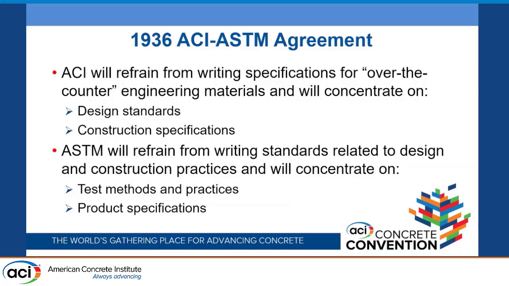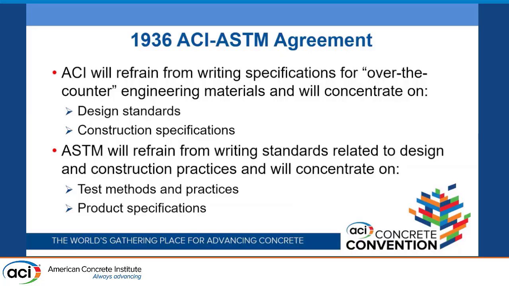And this was addressed in 1936 by an agreement between ACI and ASTM, in which it was agreed that ACI would refrain from writing specifications for over-the-counter engineering materials and will concentrate on design standards and construction specifications. ASTM would refrain from writing standards related to design and construction practices and will concentrate on test methods and practices and product specifications. What's the difference between a test method and a practice?